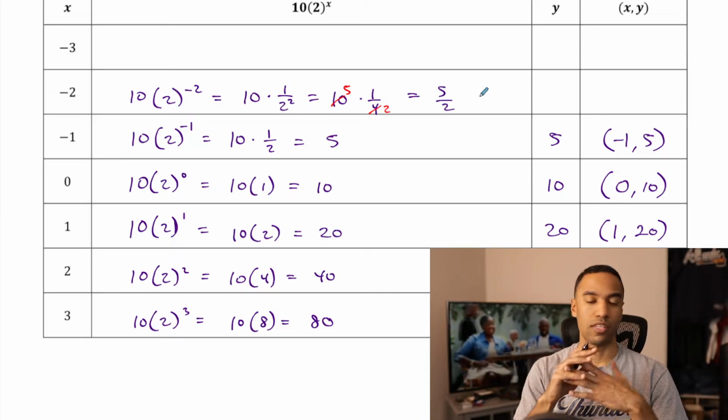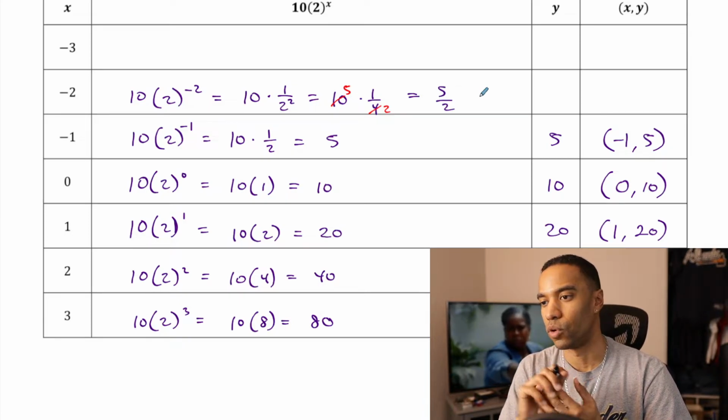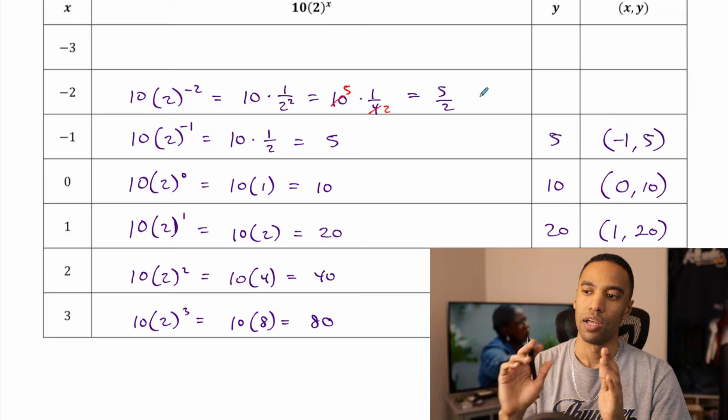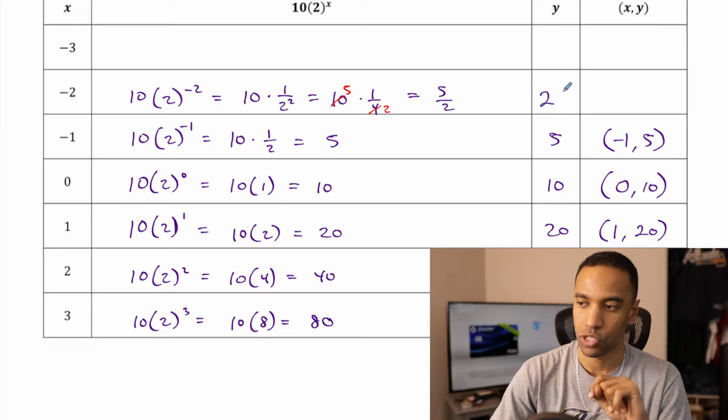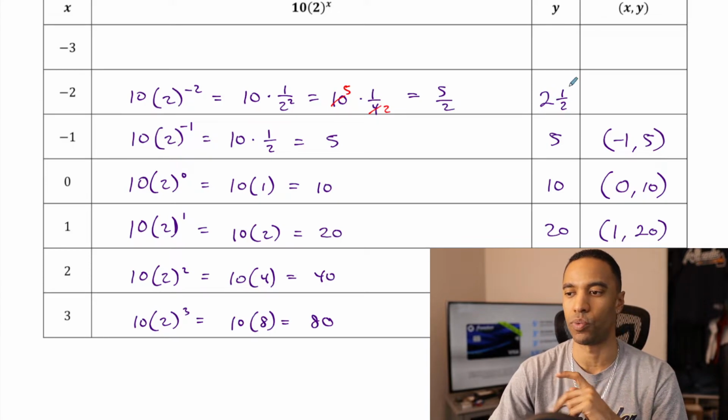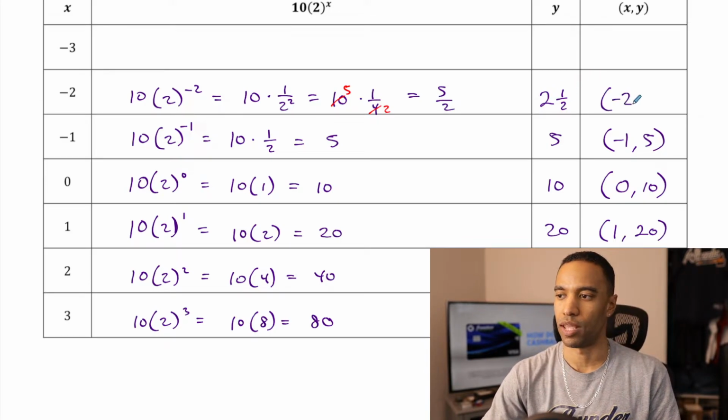Now I did ask you to write these as mixed numbers. So the instruction is to write them as mixed numbers. 2 goes into 5 twice, and that's 4, left with a remainder of 1. So 1/2 is your remainder there. So negative 2 comma 2 and 1/2.